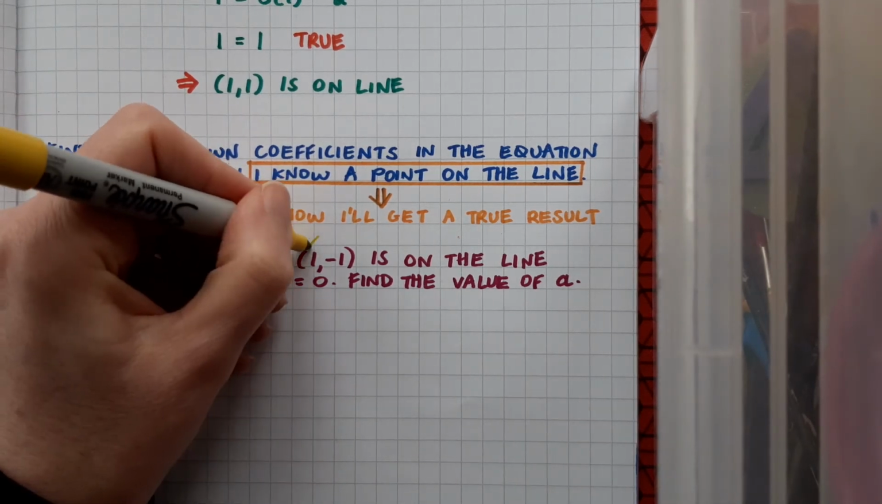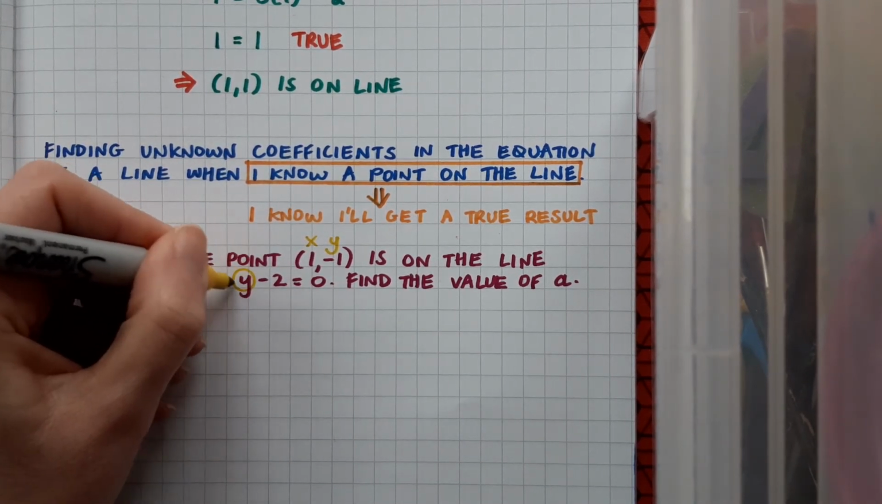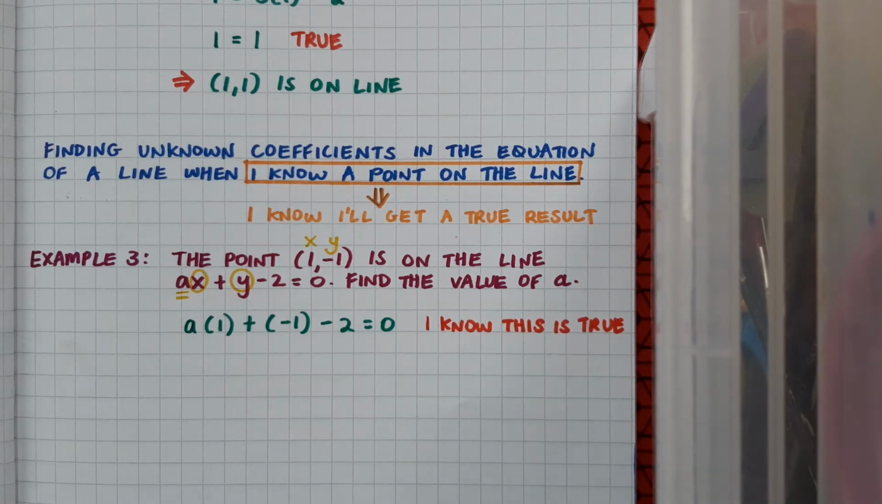We'll say this is the x and this is the y, and we'll replace the x and the y in the equation with those. So I'll have an equation like this. I've put a bracket around each value that I've substituted in there, and I can tidy it up now a little bit. And bear in mind that I know for a fact that this equation is true because I've been told the point 1, minus 1 is on this line.